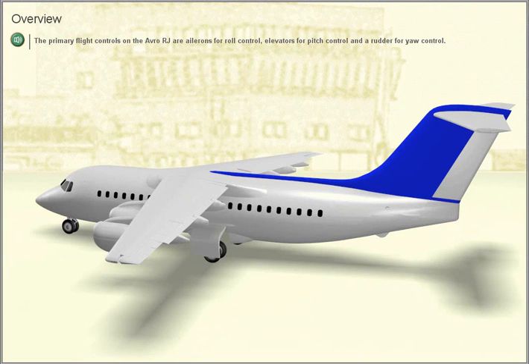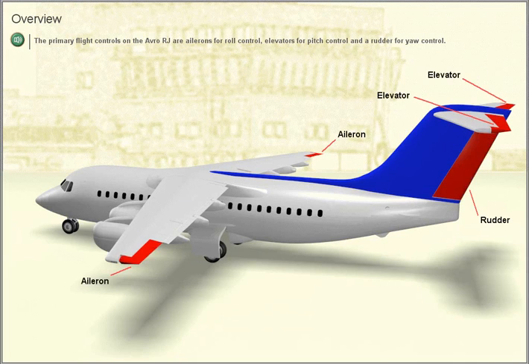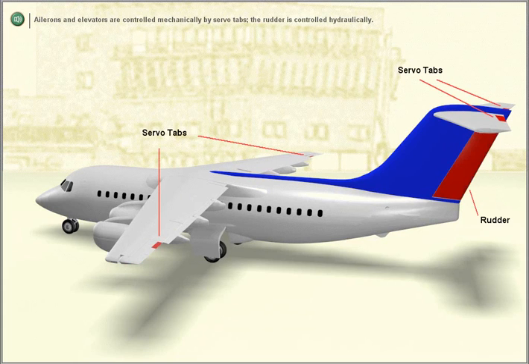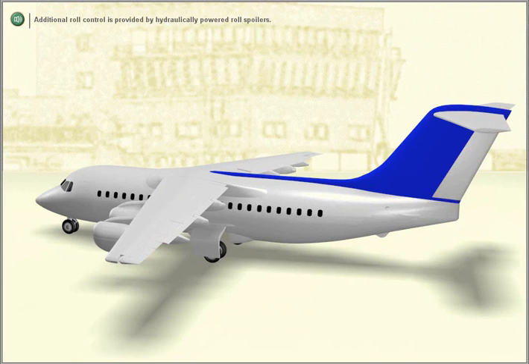Overview. The primary flight controls on the Avro RJ are ailerons for roll control, elevators for pitch control, and a rudder for yaw control. Ailerons and elevators are controlled mechanically by servo tabs. The rudder is controlled hydraulically. Additional roll control is provided by hydraulically powered roll spoilers.